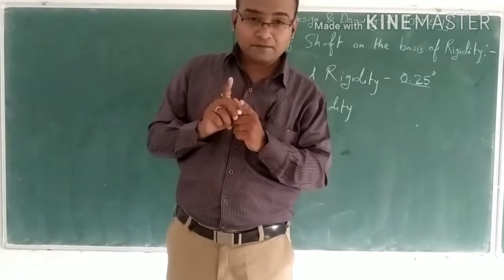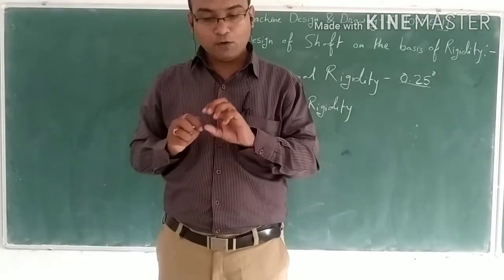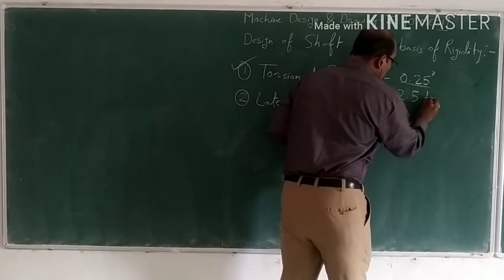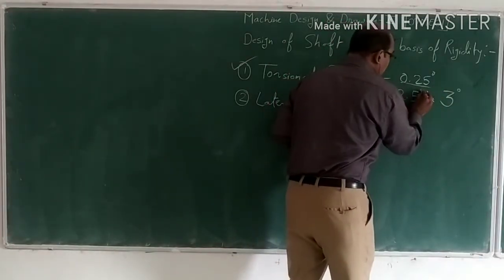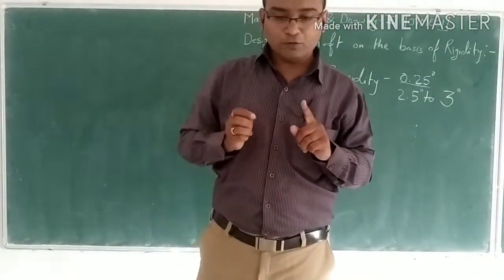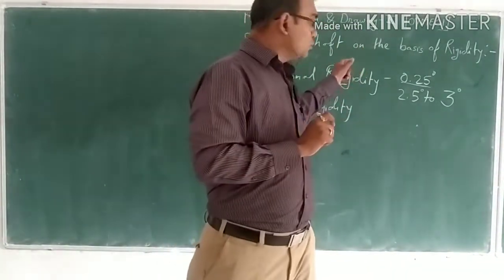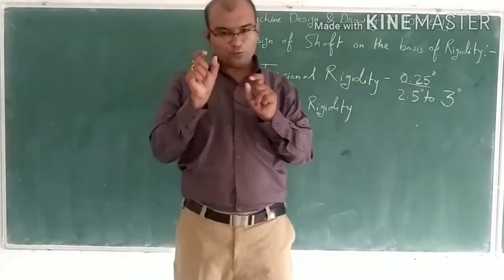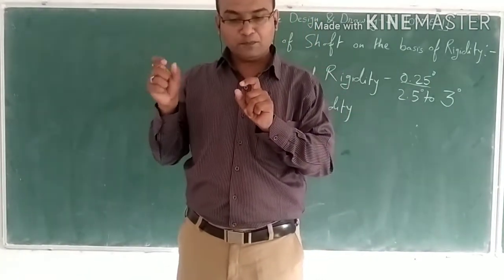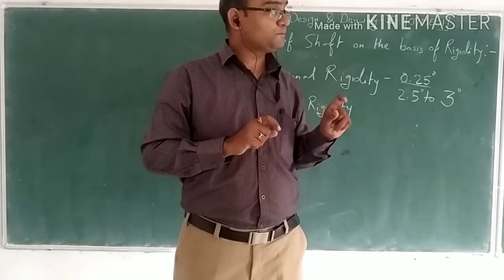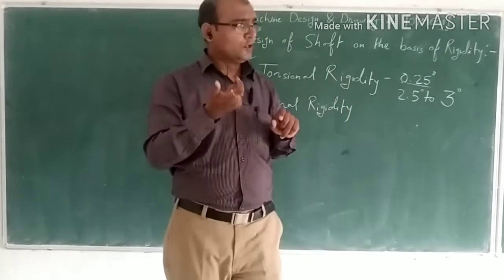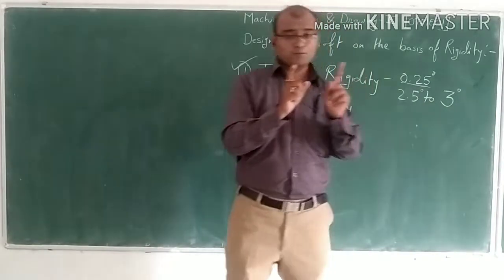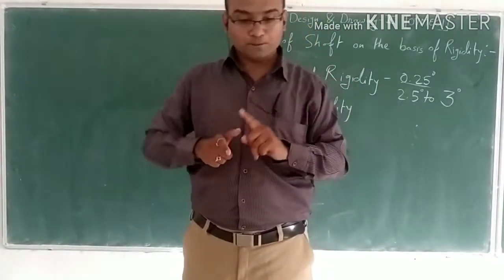And for the line shaft or transmission shaft, the deflection is 2.5 to 3 degree per meter length, which may be used as the limiting value. It is known as the limiting value because the deflection is maintained at 2.5 to 3 degree.